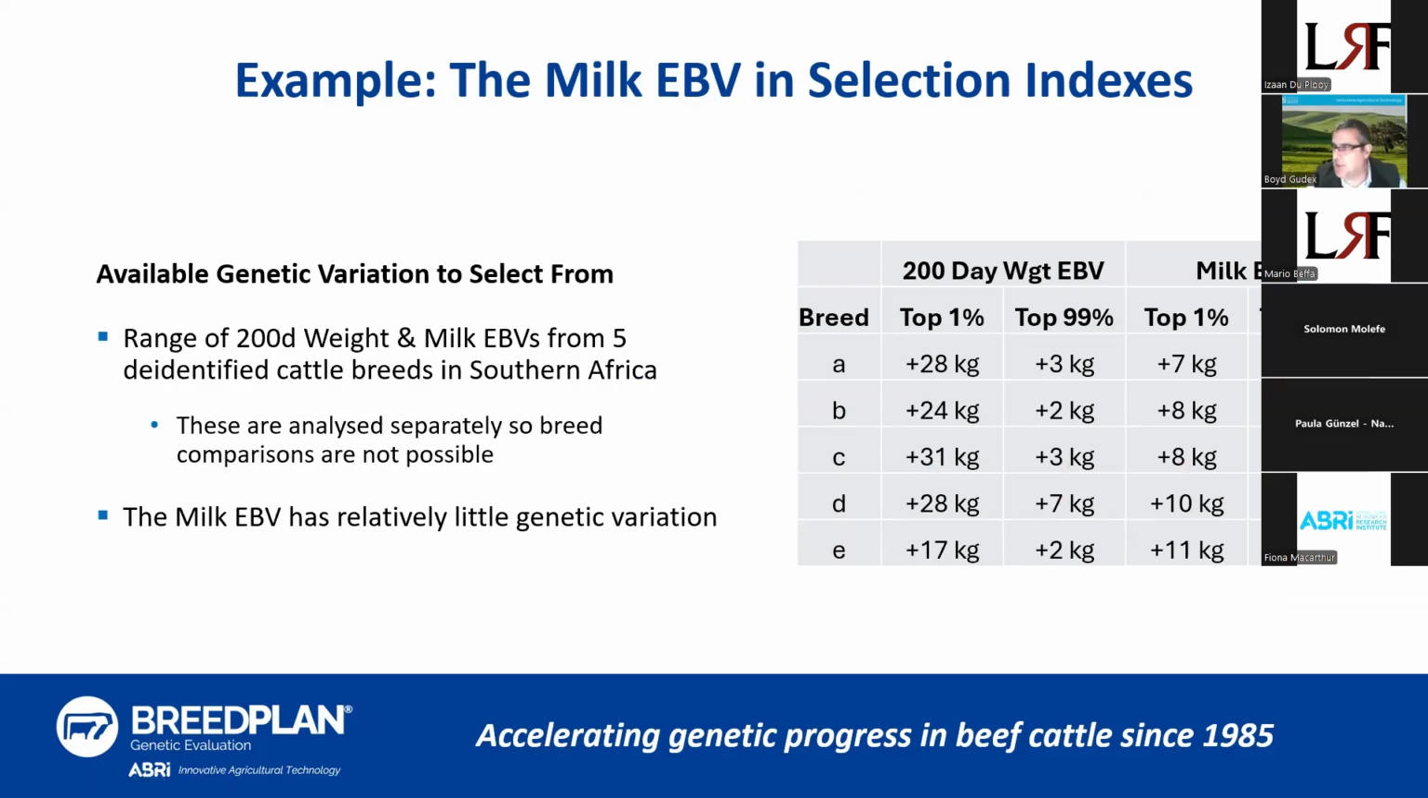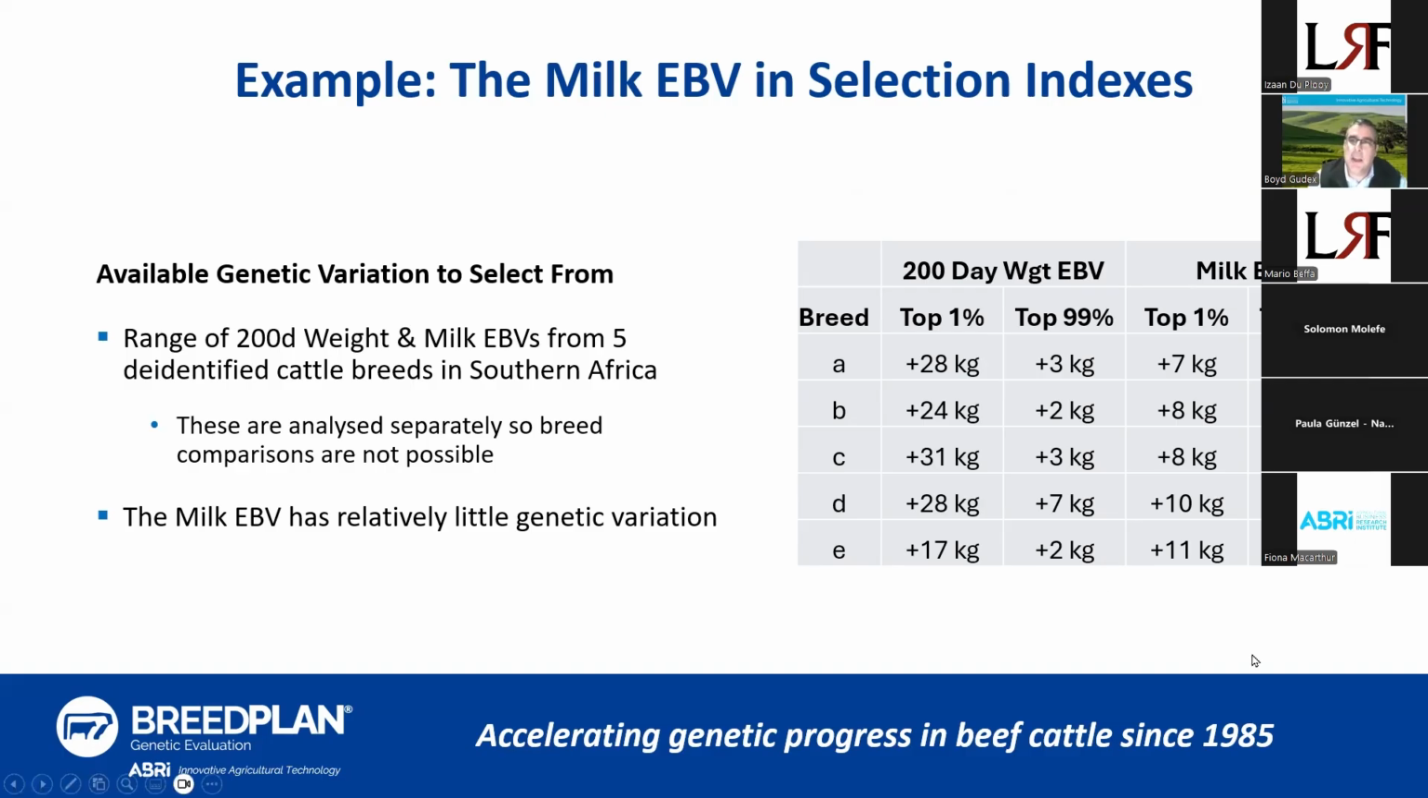Now, there's also a factor of genetic variation. So I've got 5, again, de-identified cattle breeds from Southern Africa here. These are separate analyses, so breed comparison's not possible. But if you look at the first 2 columns here, this is the top 1% of the breed versus the top 99% of the breed for the 200-day weight EBV. And you go down here, you can see there's from 15 to 28 kilos difference between the top 1% to the top 99%. So it's quite a bit of variation there that we can select on, genetic variation to select on.